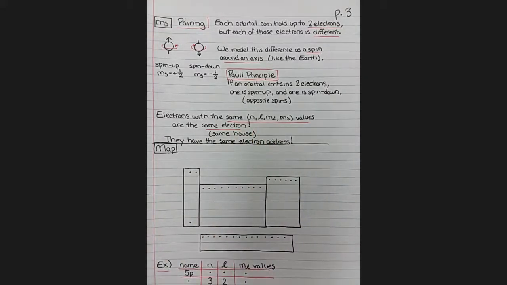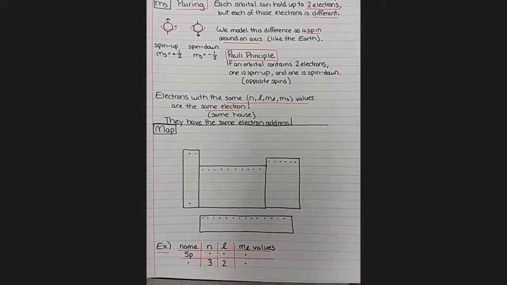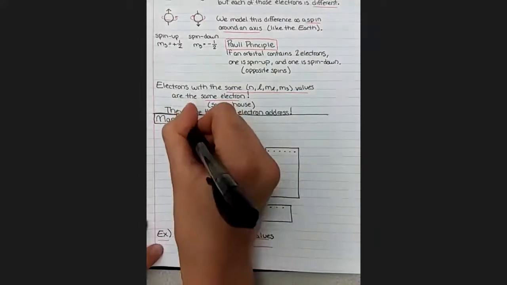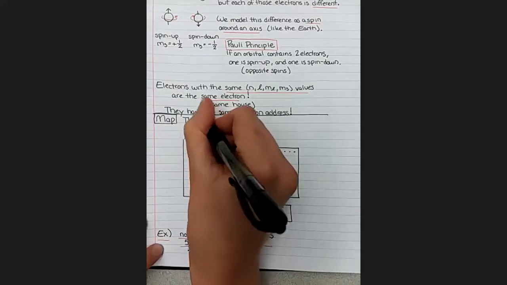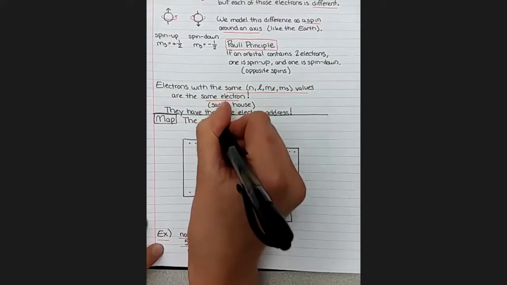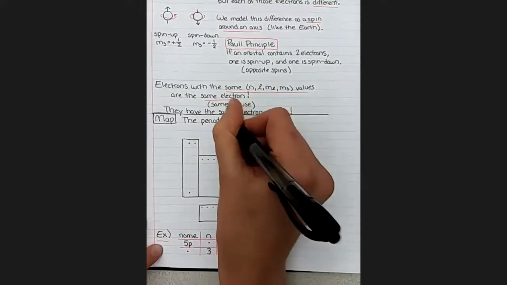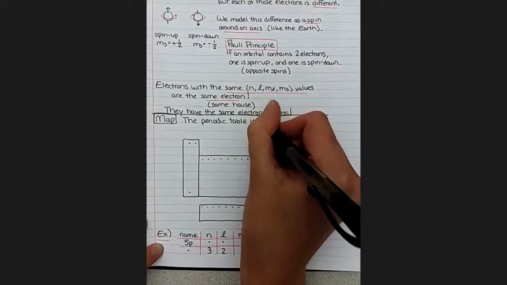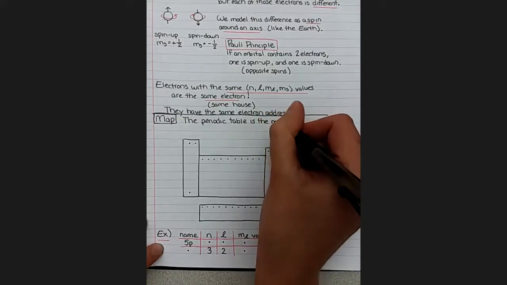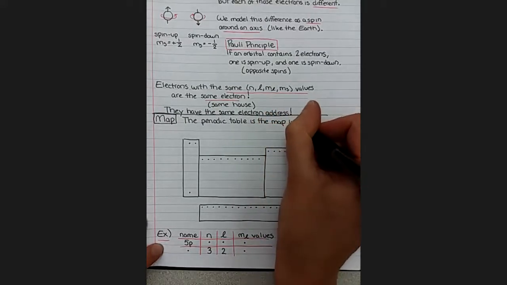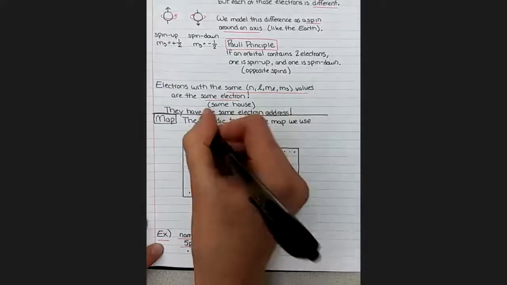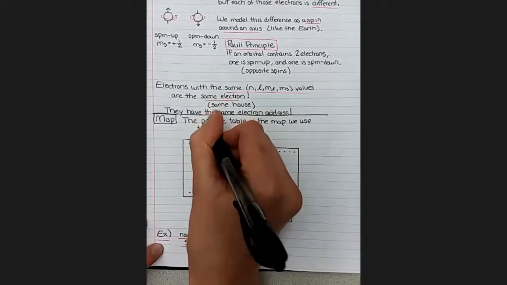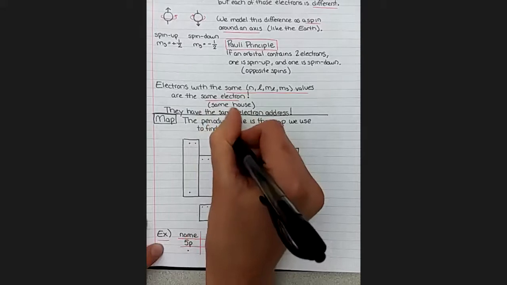And now it is time to blow your mind by showing you how those quantum numbers were secretly in the periodic table this whole time. The periodic table is kind of like the map that the addresses refer to. The periodic table is the map we use to find an electron's address.